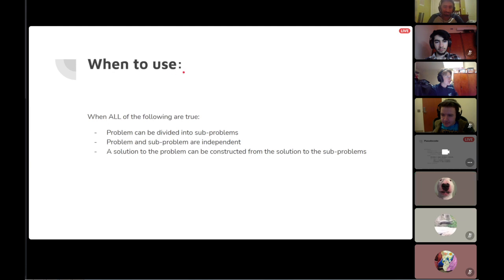So we're going to use these whenever, obviously it doesn't say so, but whenever it can make your algorithm faster, right? And when all the following are true: the problem can be divided into its subproblems. The problem and its subproblems can be solved independent of each other. And the solution to the problem can be constructed from the solution to the subproblems. So this basically means that you're going to be able to separate your big problem into a bunch of smaller problems, and the smaller problems have something to do with the solution to the big problem, but they can be solved independently of that.